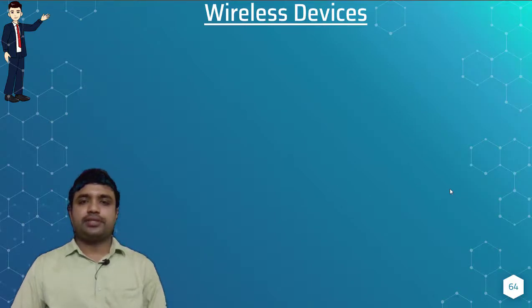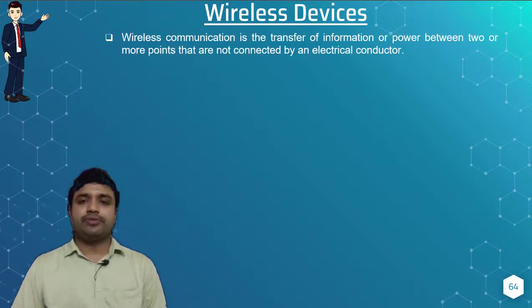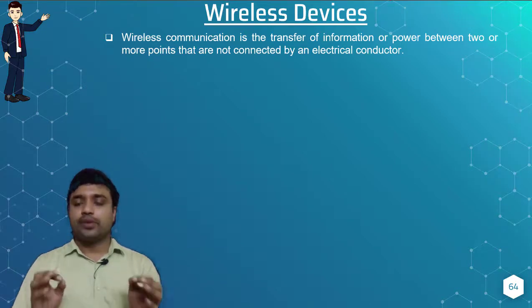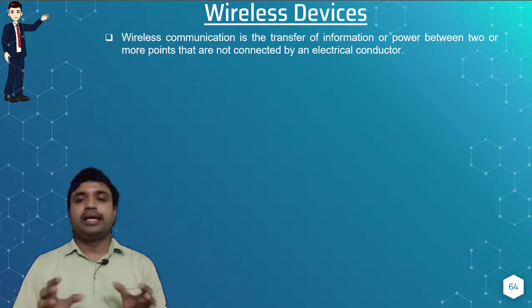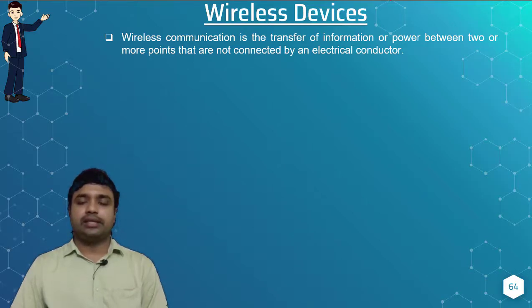So the next is wireless devices. The name wireless means the connectivity is going to be accessed through wireless means. So no wires are going to be present. Wireless communication is the transfer of information or power between two or more points that are not connected by an electrical conductor. Here the electrical conductor is considered to be a copper wire, which is a medium between a transmitter and a receiver. Here we're going to transfer information or power.